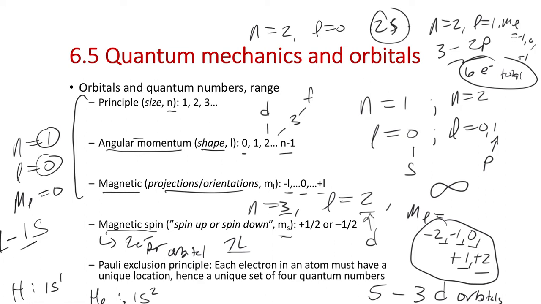So let me go over one last thing that I haven't talked about. That is the Pauli exclusion principle, which says each electron in an atom has to have a unique location. 2 electrons can't occupy the same space. So each electron has to have its own set of 4 quantum numbers. As we start thinking of an n, l, m sub l, m sub s for each electron in an atom, they each have to have their own space, like their own address, if you will. So no 2 electrons can share the same space.